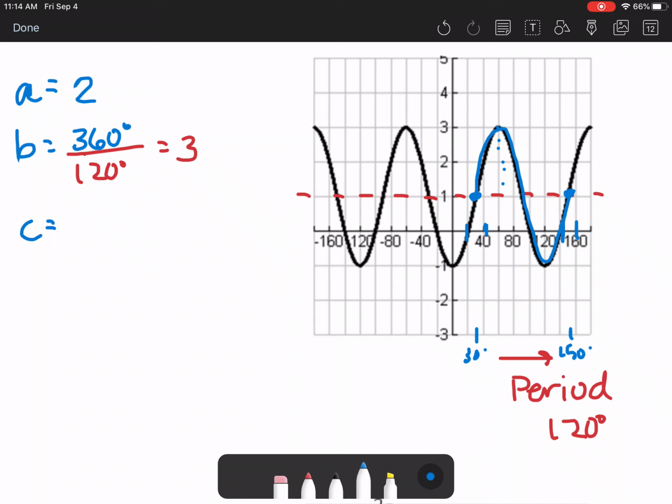Okay, C, that's our phase shift. We just talked about that. We said this one is starting at 30 degrees. And then D, our vertical shift, that is the midline. So we've got 1.